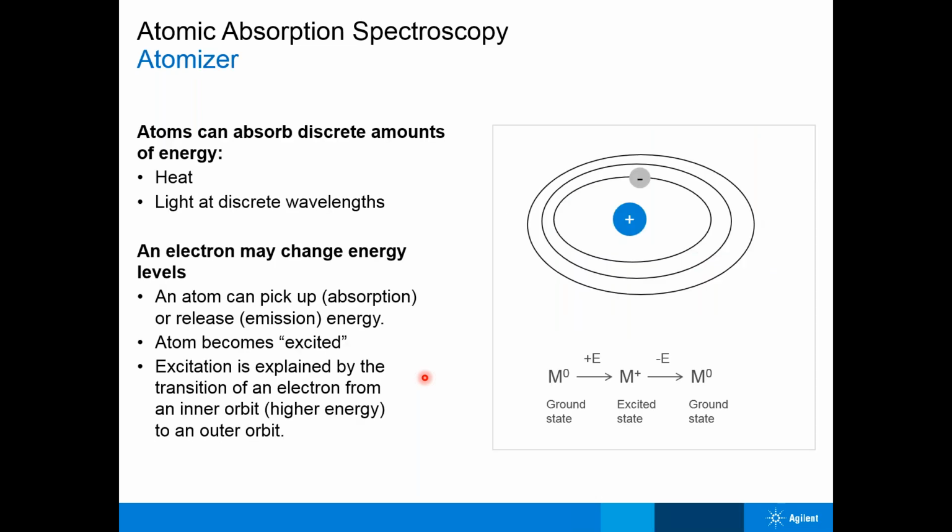Talking about the atomizer in AAS, what is the role of the atomizer? An atom can absorb discrete amounts of energy in the form of heat or light at different wavelengths. So an electron may change energy level; an atom can absorb or emit energy. If you can see, the atom goes from the ground state to the excited state, and from the excited state back to the ground state. The atom becomes excited, and excitation is explained by the transition of an electron from the inner orbit to the outer orbit.